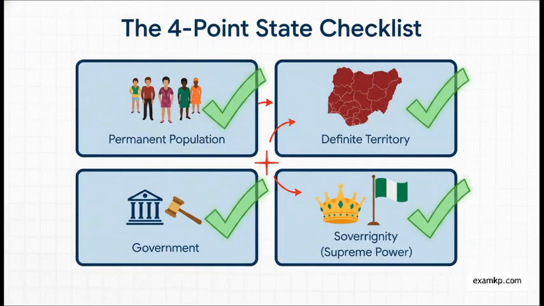And here is your 4-point checklist for what makes a state. A state must have all 4 of these: people, land, a government, and supreme power. I can pretty much guarantee you're going to see a question on this, so please memorize these 4 features.